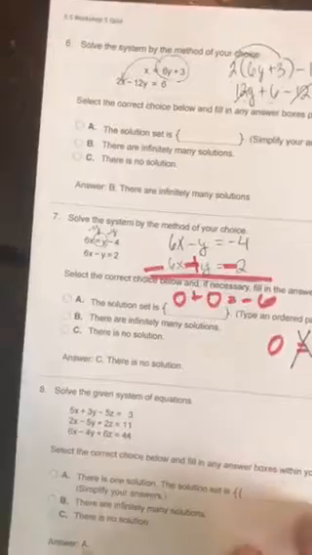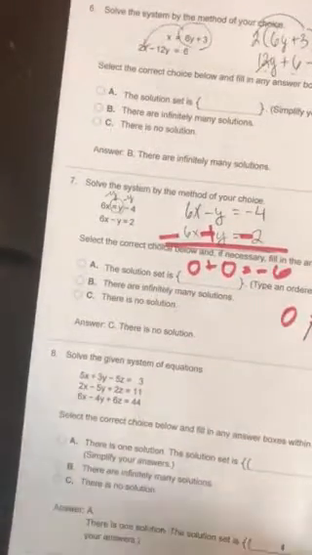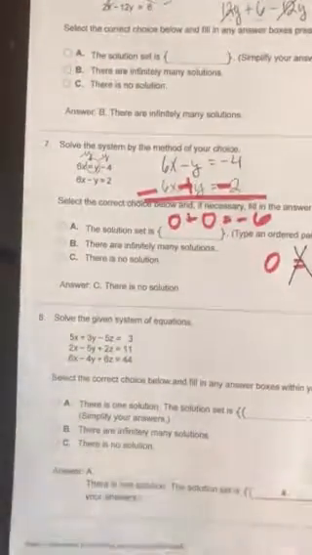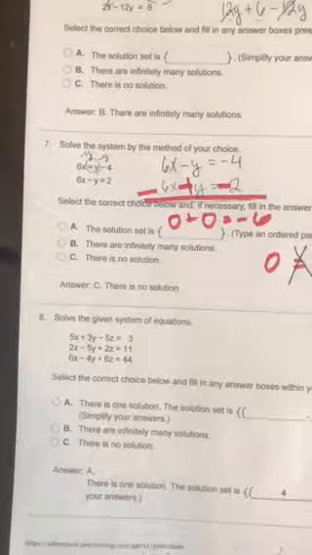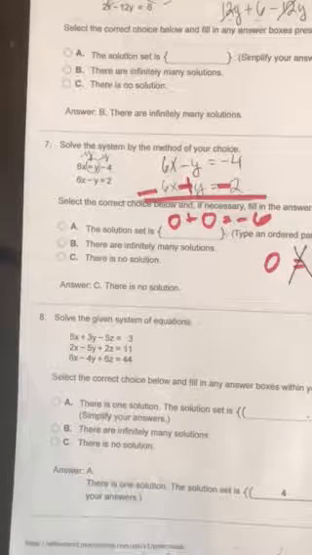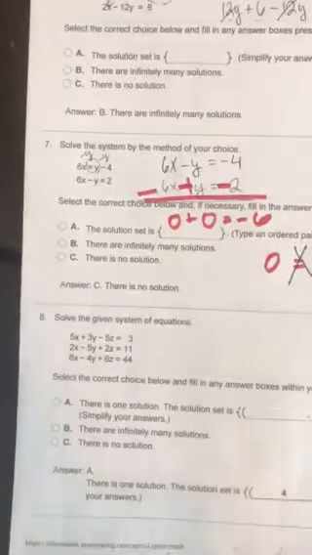Okay. Number 8. This one here now is getting a little bit more complicated because I have 3 equations and 3 unknowns. So you can do this many different ways. You can do substitution, you can do elimination, and you can also do graphing in a little bit more complicated way. But substitution and elimination are probably the 2 best methods on this. So let's go ahead and take a look.